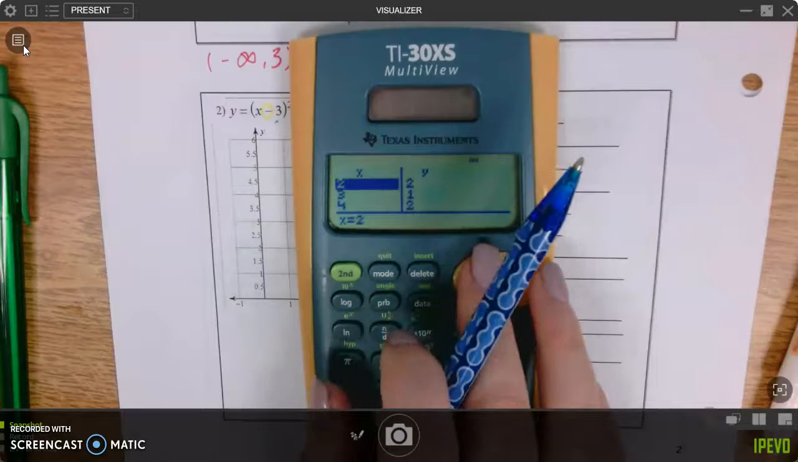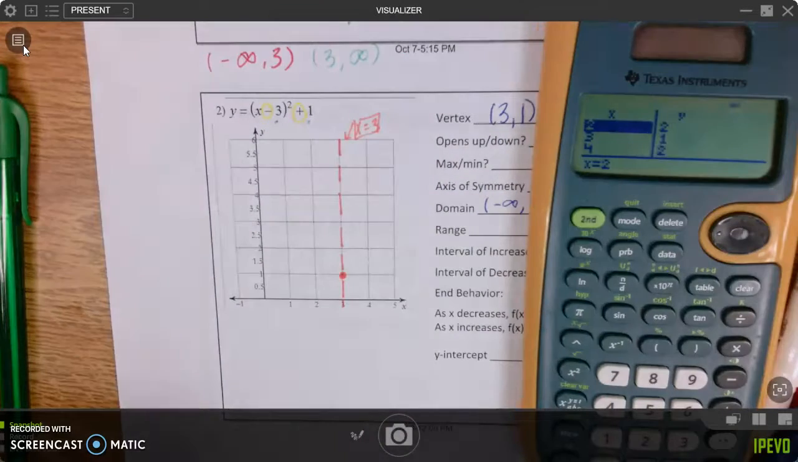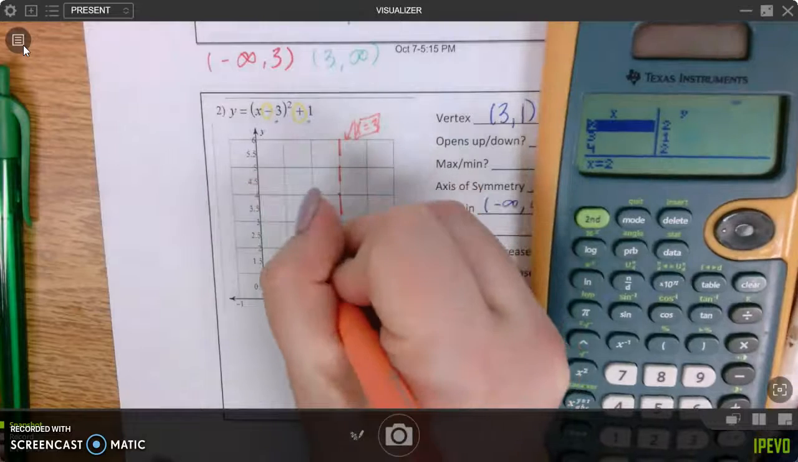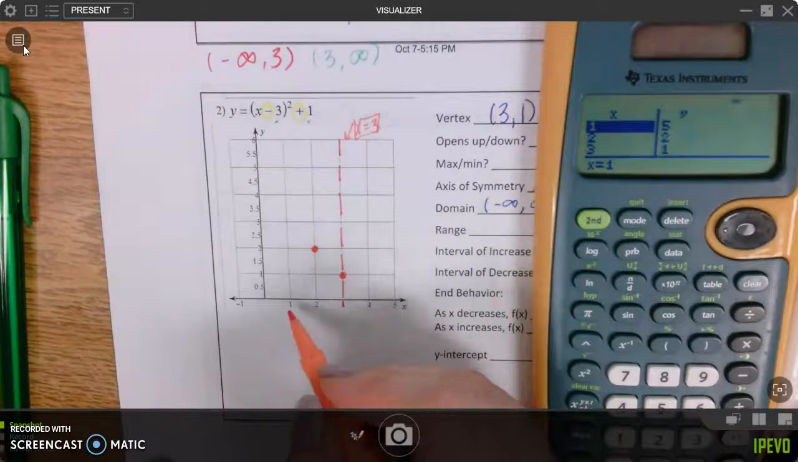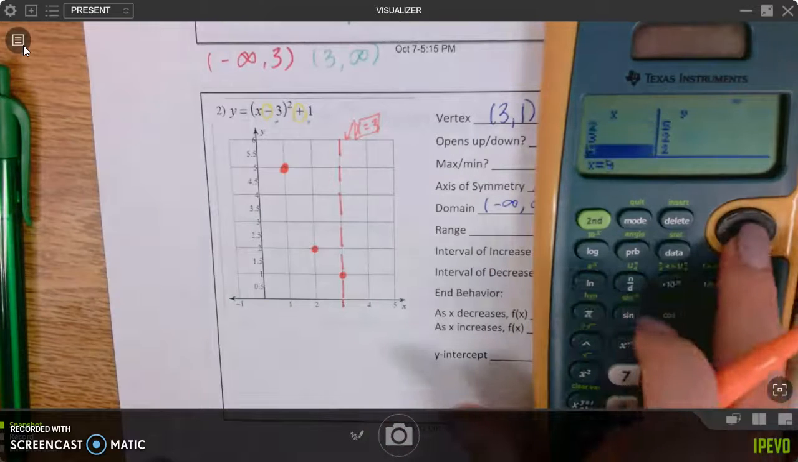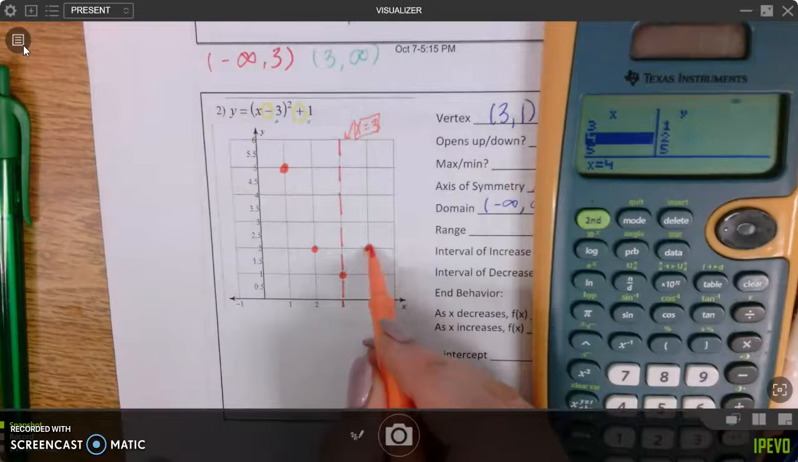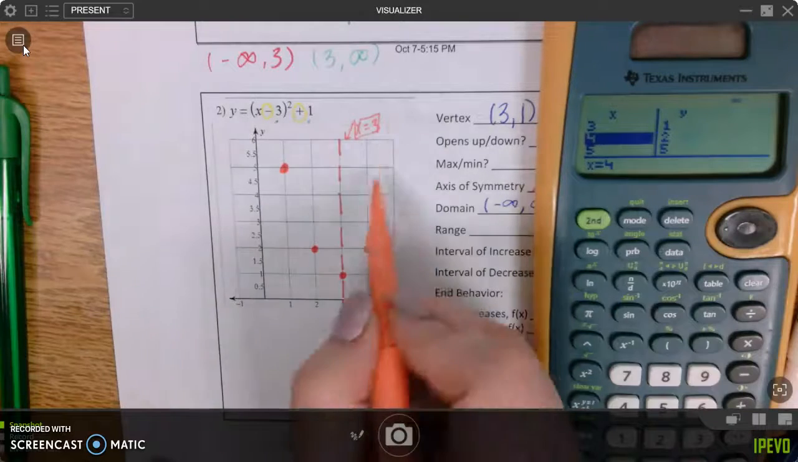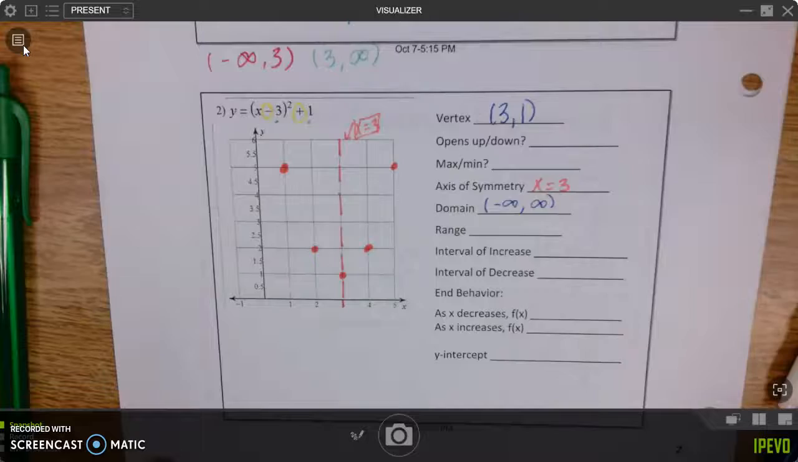Okay, so that's our vertex. To the left of the vertex, we have the point 2, 2. Let's see, 2 and 2 would be here. And if we keep going up, we've got 1 and 5. And then on the other side, you've got 4 and 2. And then you've got 5 and 5. Okay, so let's connect our dots.